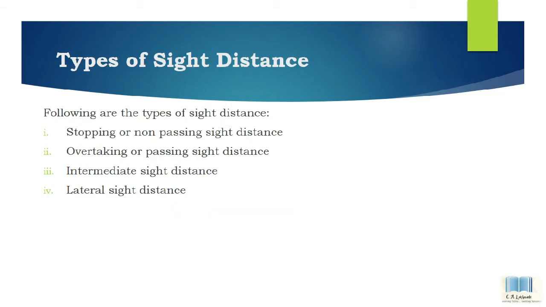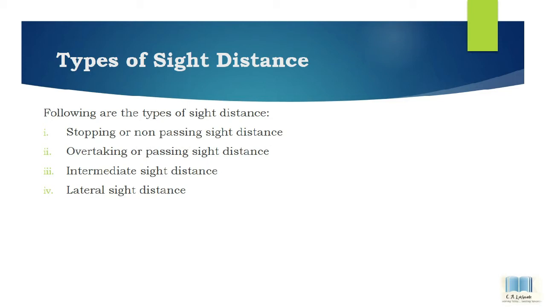Now the next point is the types of sight distance. Following are the types of sight distance. The first type is stopping or non-passing sight distance. The second is overtaking or passing sight distance. The third is intermediate sight distance. And the fourth is lateral sight distance. In the next slides we will discuss them in detail.